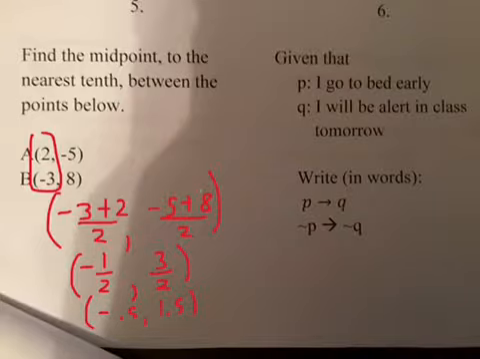Okay, given that I go to bed early, I will be alert in class. This is my P, this is my Q. Write in words. So I'm just going to say it because I don't have room to write on here. So this is the conditional. If I go to bed early, then I will be alert in class tomorrow. And this is the inverse. You don't have to know that name here, you just know you're negating it. So if I don't go to bed early, then I won't be alert in class. So it just negates both things together. It doesn't ask you to find truth statements at all.